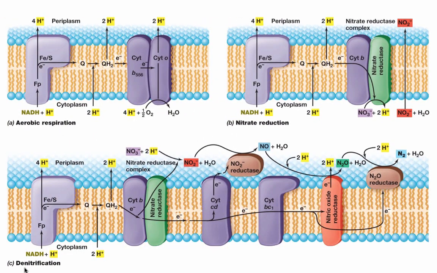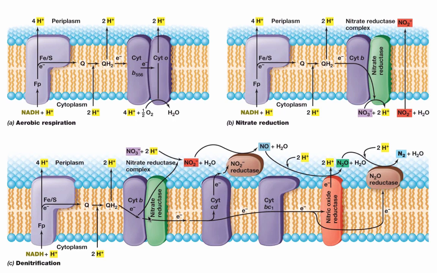So the denitrifiers, which are going to respire anaerobically through denitrification, will take the electrons again out of NADH, pass them through a complex that is going to pump protons across into the periplasm. They're going to also have a quinone pool system that is going to now bring those electrons to a nitrate reductase complex. And here you're going to have nitrate, which is going to accept those electrons and eventually become nitrite.